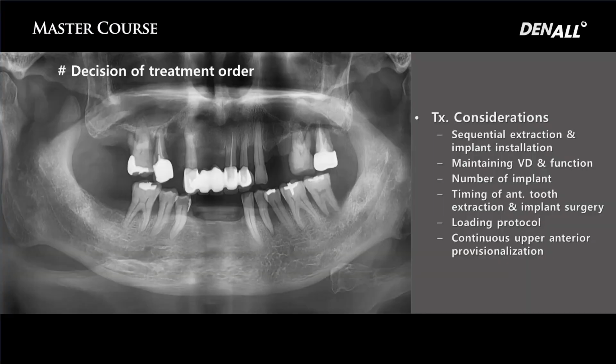This was the treatment plan. As mentioned, we needed to figure out from where we're going to start treatment because the patient is experiencing discomfort in multiple teeth. We need to make a decision as to which area should be maintained and how to maintain the VD. Also figure out where immediate implant placement is possible and where it requires delayed placement.